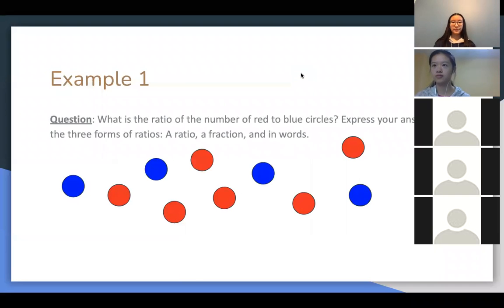So here's an example problem. What is the ratio of the number of red to blue circles? And you need to express your answer in 3 forms: a ratio, so with the colon, a fraction, and in word form. Go ahead and type your answer in the chat when you find it.